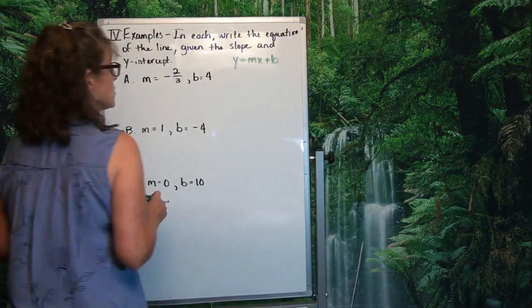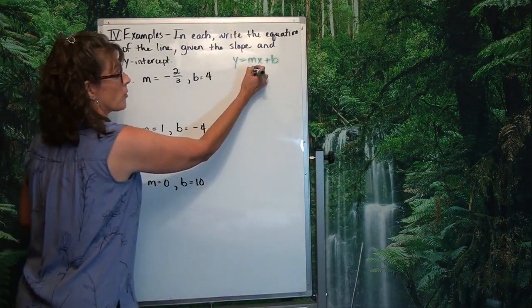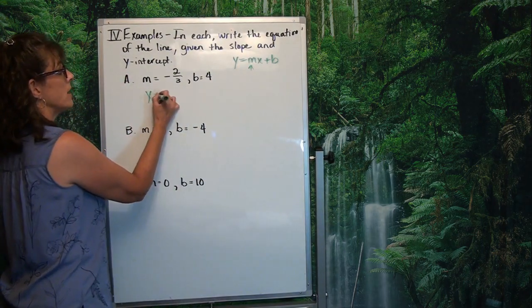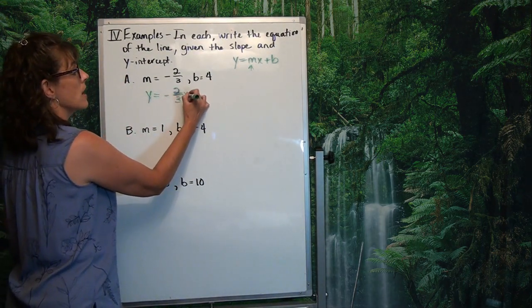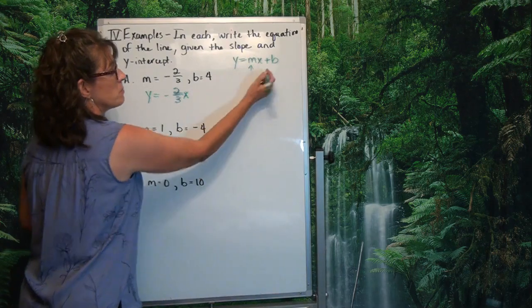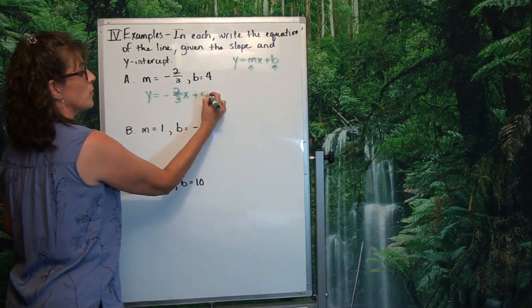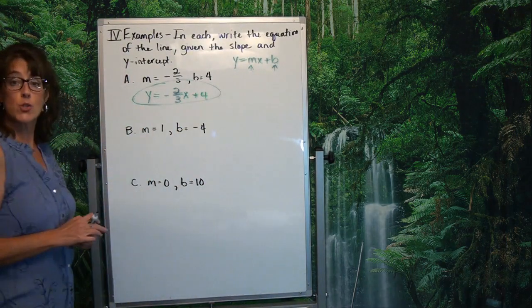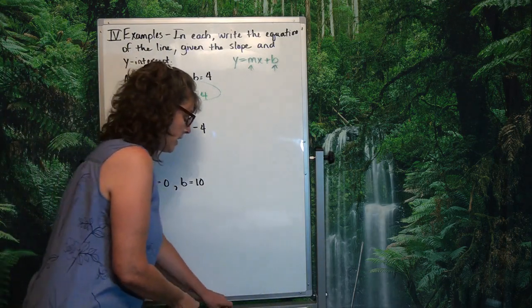Now here, I'm given a slope of negative 2/3, so that's going to go right here for the m. So I'll have y equals negative 2/3 x plus the b is 4. So I'll put the 4 right in there. Ta-da! There it is. Slope-intercept form, the equation of a line.